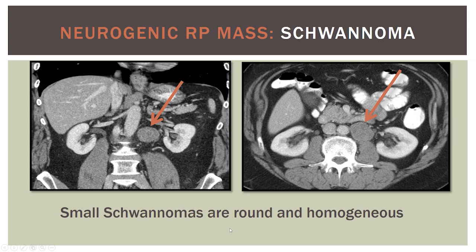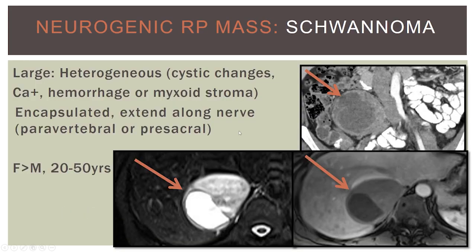When small, schwannomas are round and homogeneous, as you see in this case of the left paraaortic mass, which is homogeneously enhancing and is round, well-defined. However, when they're large, they're heterogeneous, as seen in this right retroperitoneal mass. They can have cystic changes, central hemorrhage, myxoid stroma, calcifications. They are typically encapsulated and extend along the nerve in the paravertebral or presacral region, more common in females.